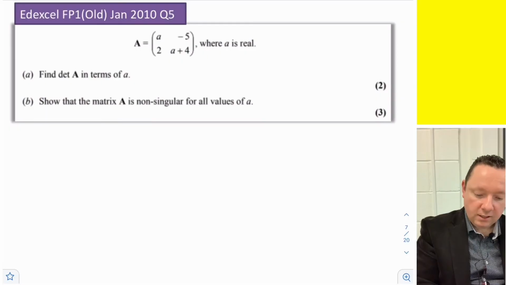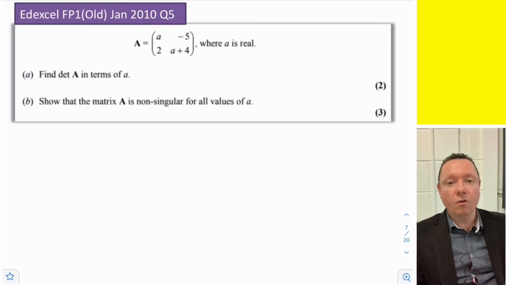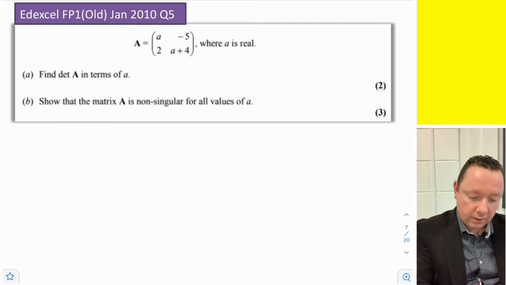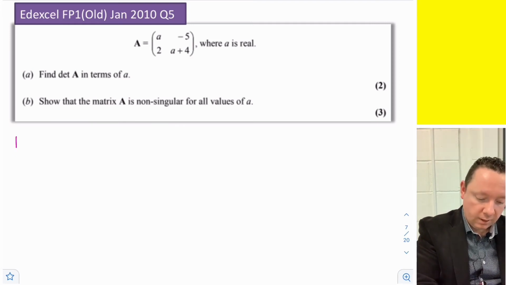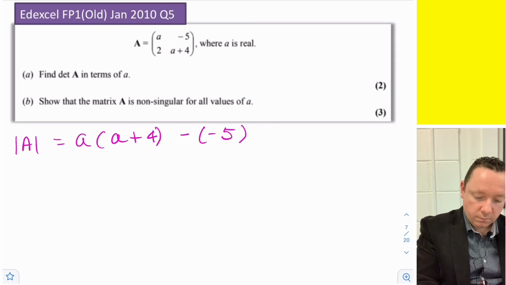Given A is this, can we find the determinant of A in terms of a? And can we show that the matrix is non-singular for all values of a? Let's do the determinant first. Determinant of A, that's just going to be a times a plus 4, minus 5 times 2. Well, that equals a squared plus 4a plus 10.